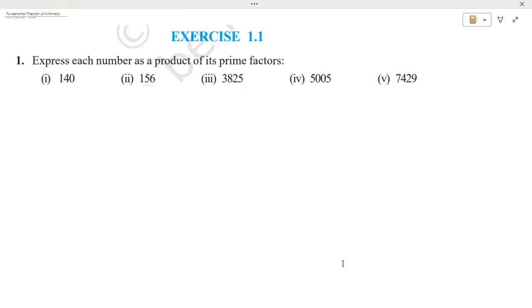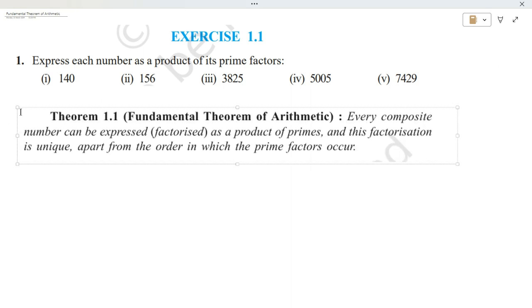So we are going to do some of the sums from exercise 1.1, and the first sum is based on the fundamental theorem of arithmetic. If you have not watched my previous video on the same, please do click the link here. Okay, what is the fundamental theorem of arithmetic? Every composite number, all the composite numbers, can be expressed or factorized as a product of primes. So I can express any composite number in terms of a product of prime numbers. So this concept we are going to apply for the first sum.